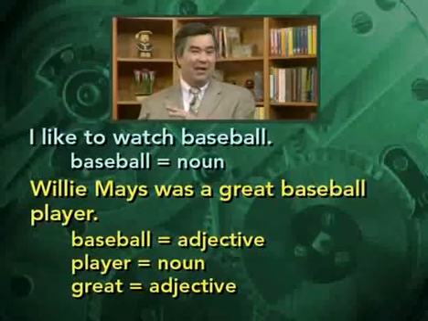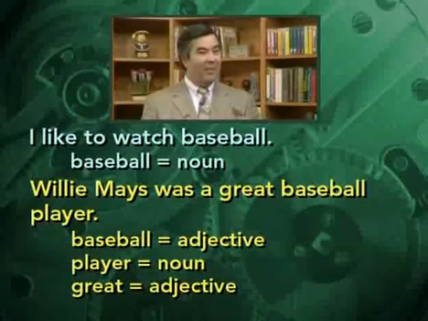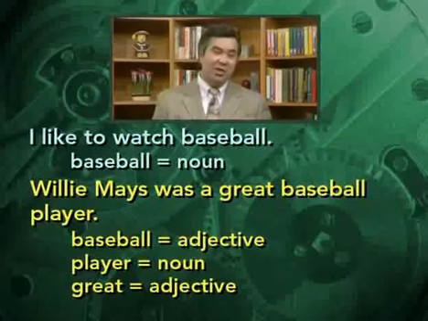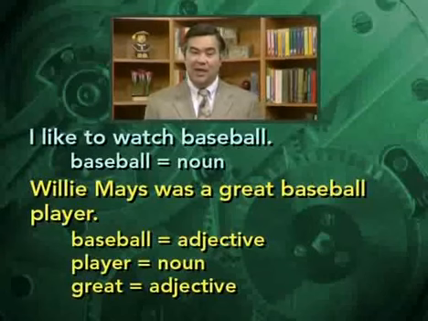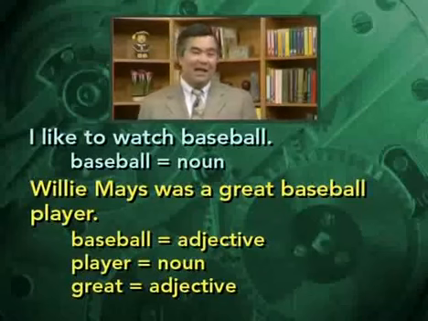Player is a word describing a kind of person. It's a noun. And great and baseball are both being used as adjectives in this sentence. So the same word baseball, which was a noun in our previous sentence, is being used as an adjective here. And that's quite common in English. Speakers of English like to take words and move them around to different parts of speech. And as long as the meaning is clear, there's nothing wrong with that.